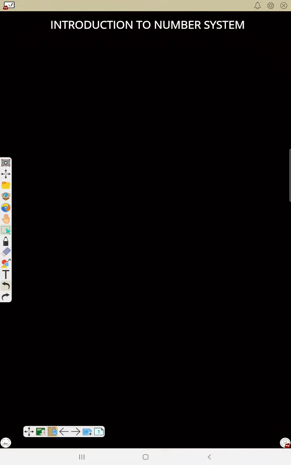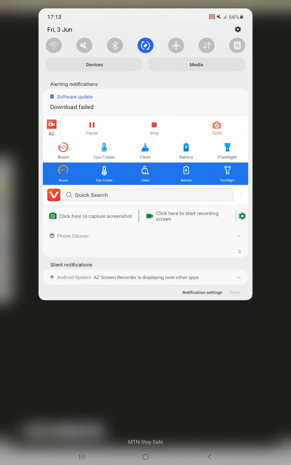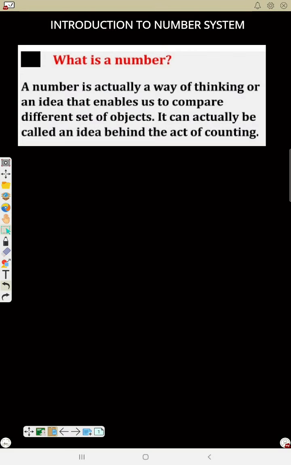Introduction to number system. Now let's start with what is a number. A number is actually a way of thinking or an idea that enables us to compare different sets of objects. It can actually be called an idea behind the art of counting.